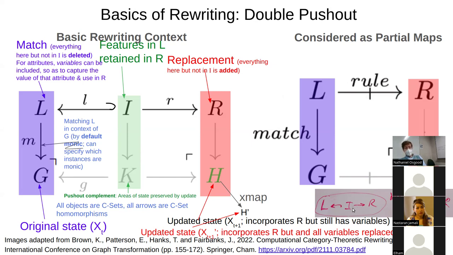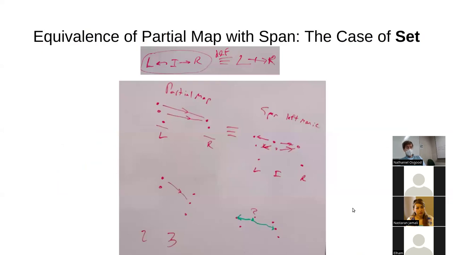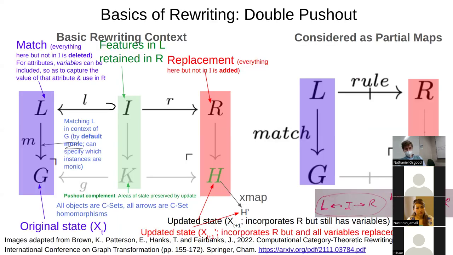And I'm going to try to help you unpack this. When I saw this, I was like, what? Really? Let's unpack it a bit. So what is a partial map? When I say there's a partial map from L to R, what do I mean by that? Can anyone help give some flavor?